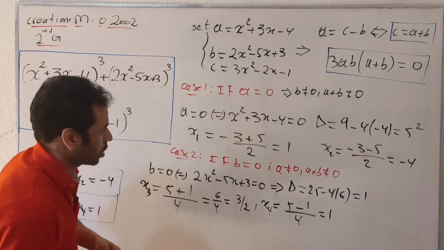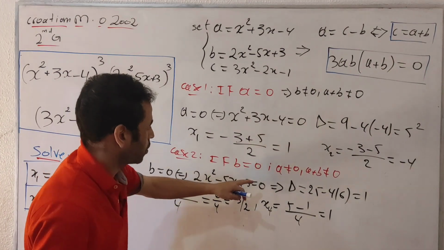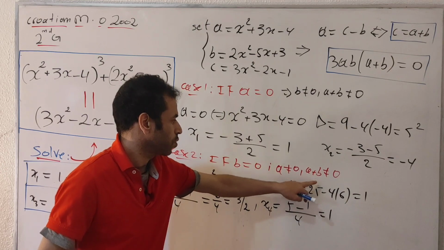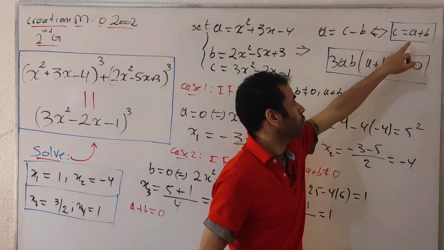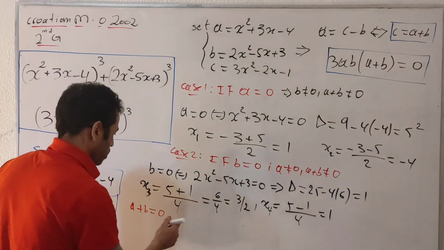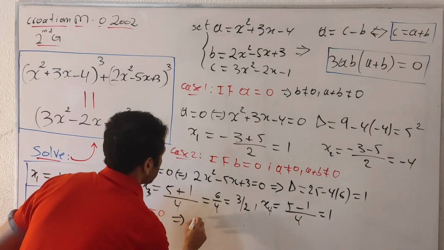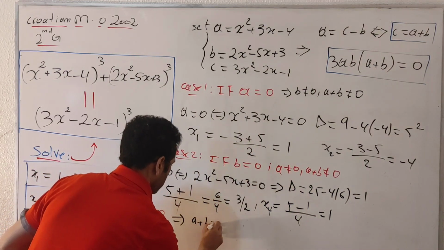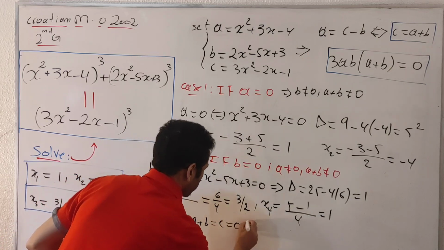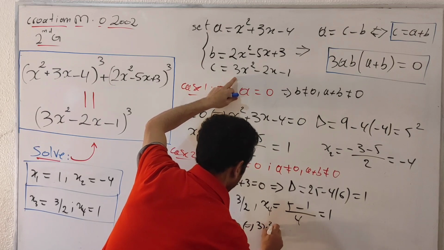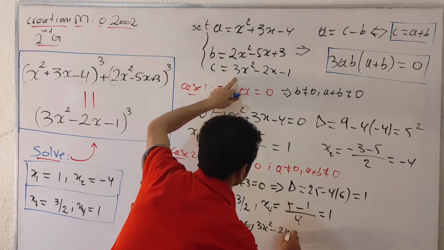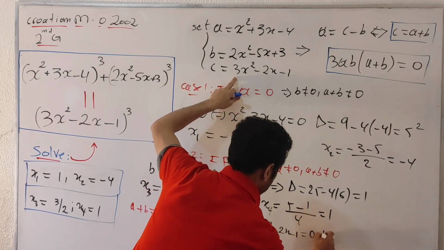Now I'm going to check another case, when we have a plus b equals 0. a plus b equals 0, that means c equals 0, because we have c equals a plus b. That's when a plus b equals c equals 0, equivalent to this equation: 3x squared minus 2x minus 1 equals 0.